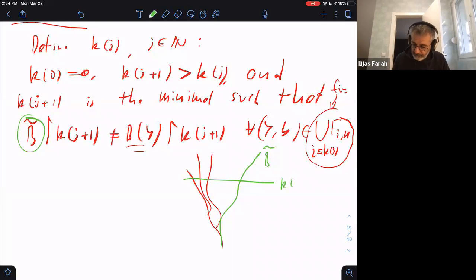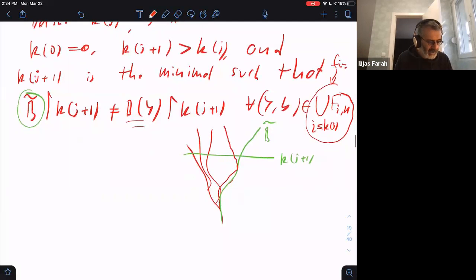Actually, k of j plus 1. The one that I drew is just too big. So basically, you want to make sure that it is right after b tilde leaves the last one of those branches. k j plus 1 is there. Right, so we just want to get rid of all the noise that is caused by overlapping between these.